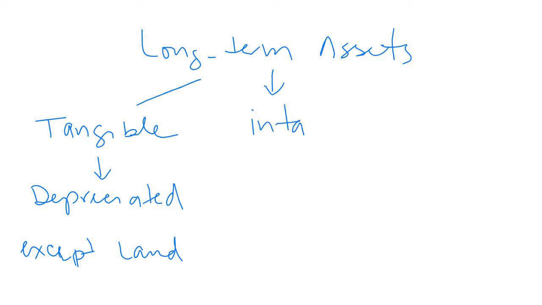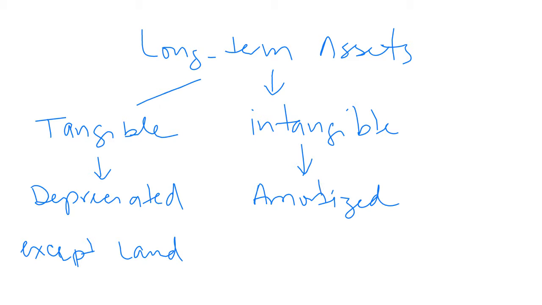Intangible assets, those are assets that do not have physical substance. Examples include patents, copyrights, trademarks, goodwill. Those assets, if they have a finite useful life, they're amortized. Only the ones that have useful life.